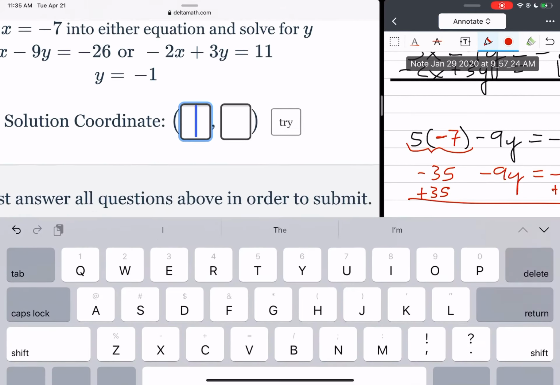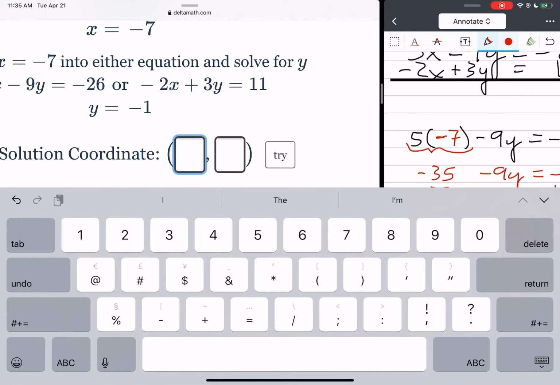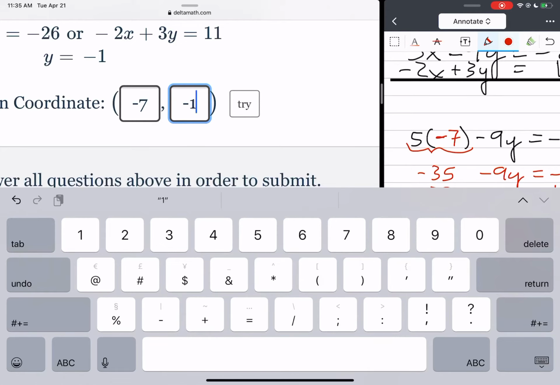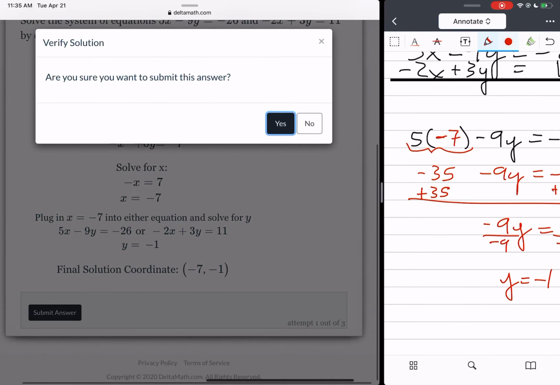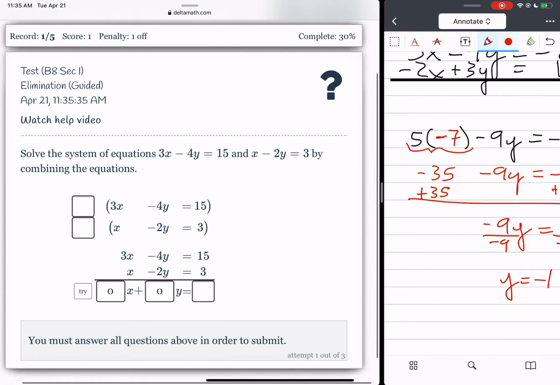Now, final solution. X was negative 7. And then my y was negative 1. And there we go. Next problem.